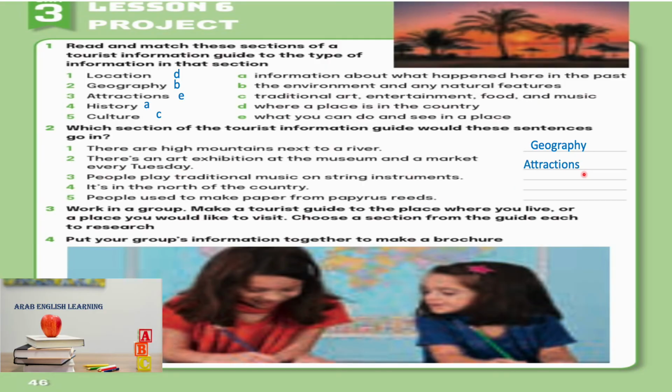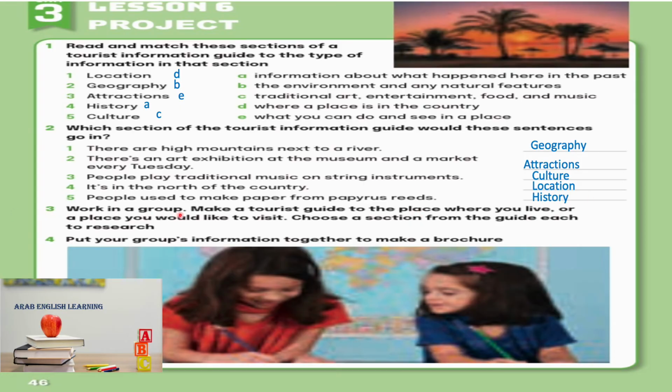This is attractions. 3. People play traditional music on string instruments. This is culture. 4. It's in the north of the country. Location. 5. People used to make paper from papyrus reeds. This is past, so it's history.